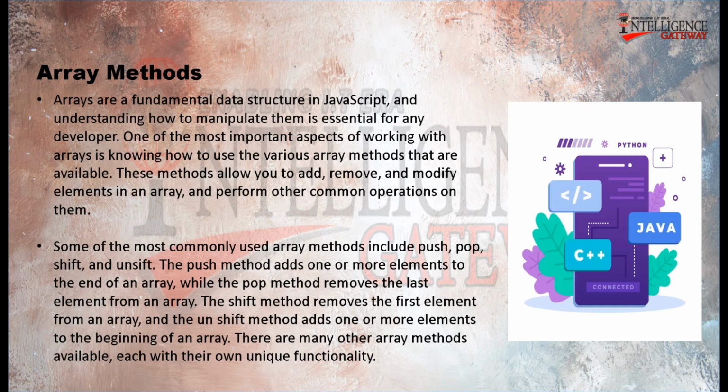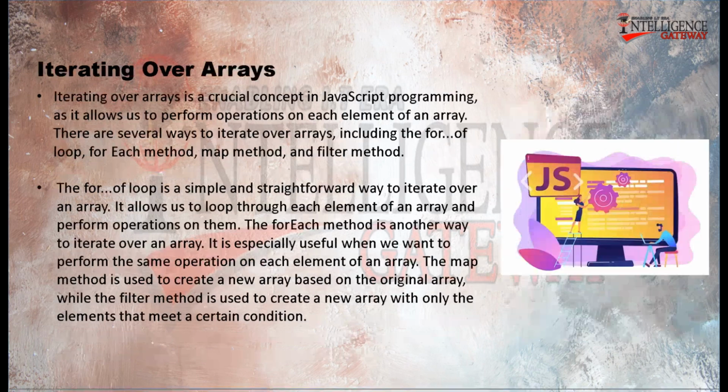Some of the most commonly used array methods include push, pop, shift, and unshift. The push method adds one or more elements to the end of an array, while the pop method removes the last element from an array. The shift method removes the first element from an array, and the unshift method adds one or more elements to the beginning of an array. There are many other array methods available, each with their own unique functionality.